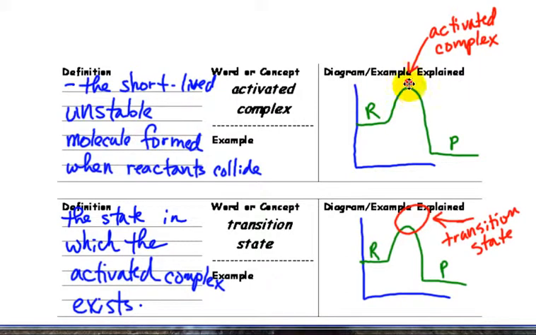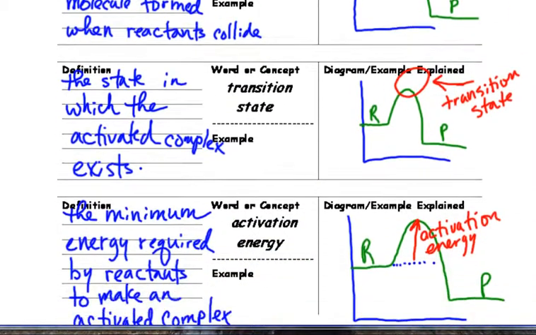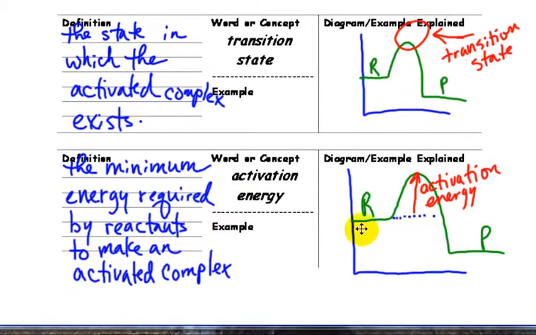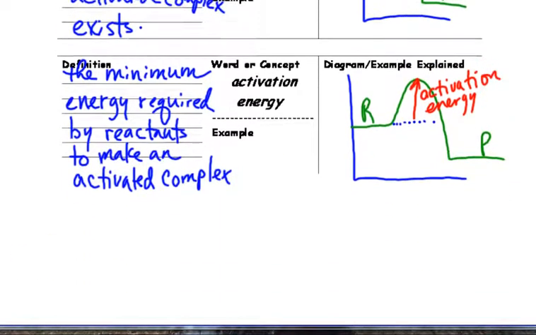Activated complex, the short-lived molecule formed when reactants collide. The transition state, it's this region in which the activated complex exists. It's not reactant, it's not product, it's some sort of intermediate state. Activation energy, the minimum energy that reactants need to have to make the activated complex.